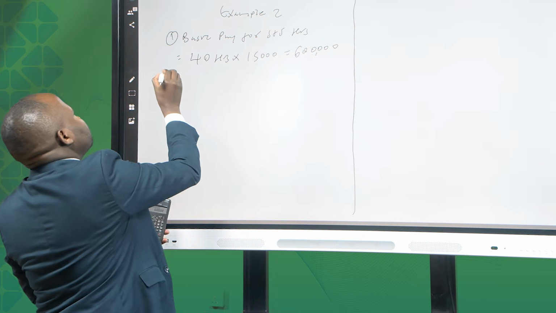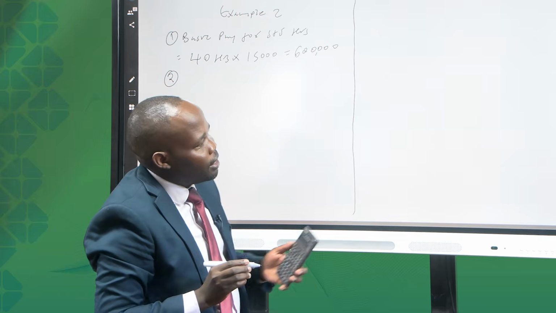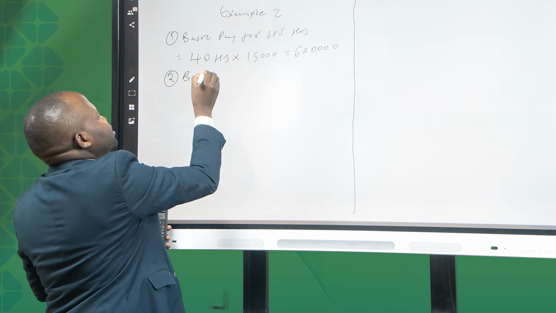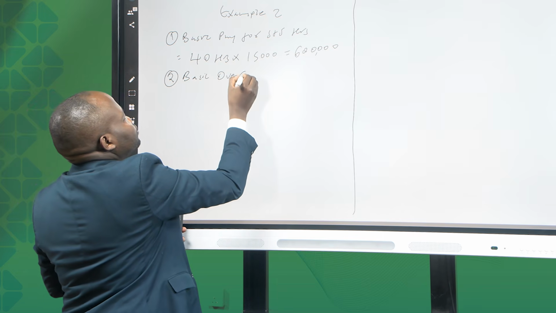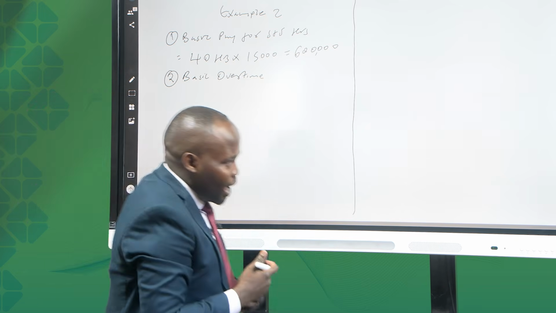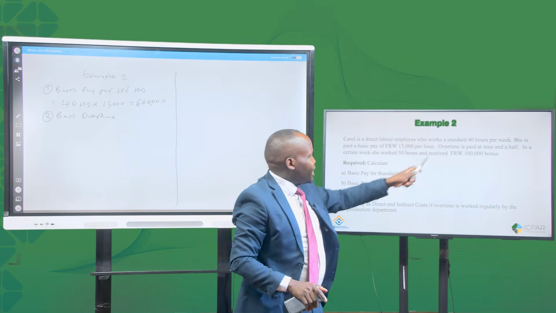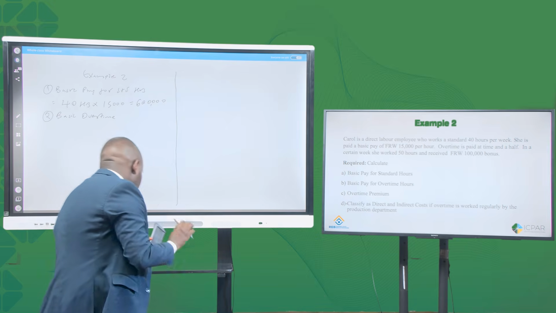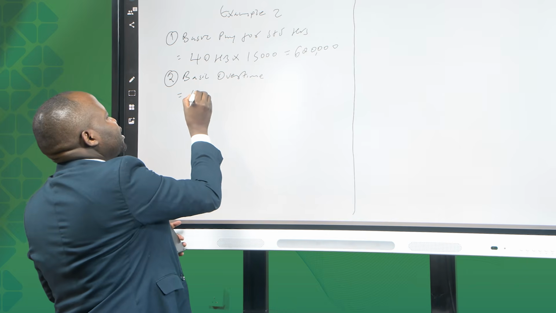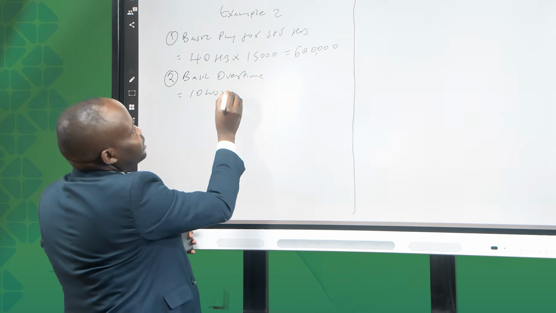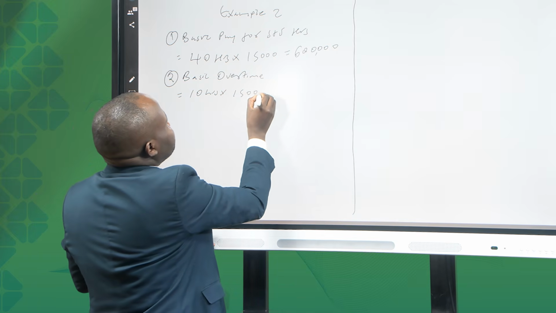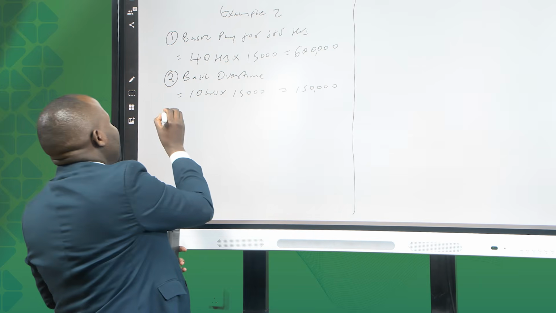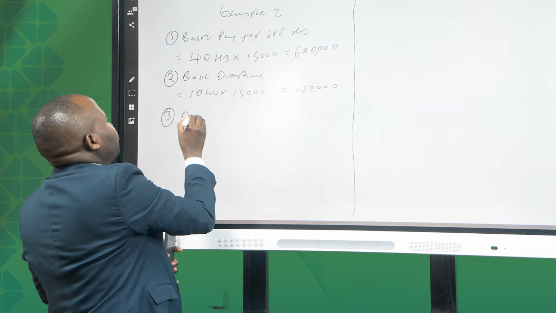Number 2, we have basic pay for overtime. Now, what were our overtime hours? The standard hours were 40, but this employee worked 50 hours. So the overtime hours were 10 hours. So 10 times a rate of 15,000 gives us 150,000.